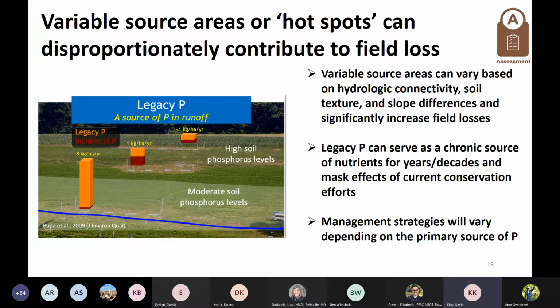long been demolished. Legacy sites can serve as a chronic source of nutrients for years and decades and mask effects of current conservation efforts. As we think about management options, these legacy areas or fields will require different conservation management than what is offered in SMART. While SMART should still be practiced, there should be an understanding that additional conservation management practices will need to be implemented.